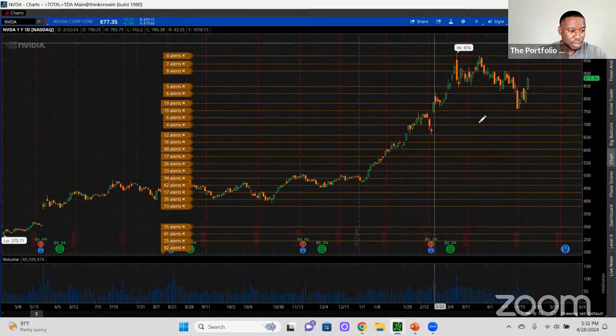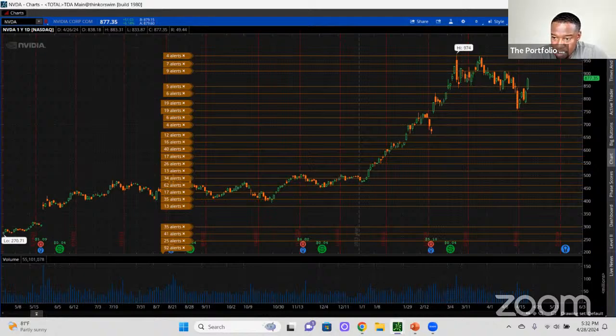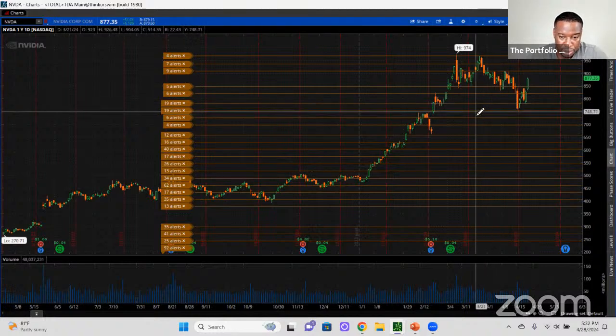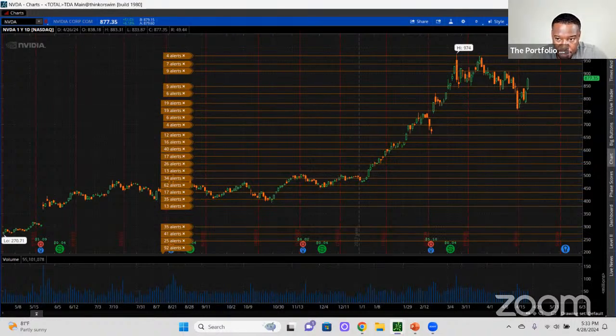All right, so when it comes to finding a high probability setup, the first thing you want to do when you're looking at your chart is start with the bigger time frame. So the daily, then you work your way down: 4 hour, 1 hour, and then the 5 and the 1 minute. For swing trading, I'm using the daily chart, the 4 hour chart and the 1 hour chart. Day trading, I'm using the 1 hour chart, the 1 minute and then the 5 minutes.